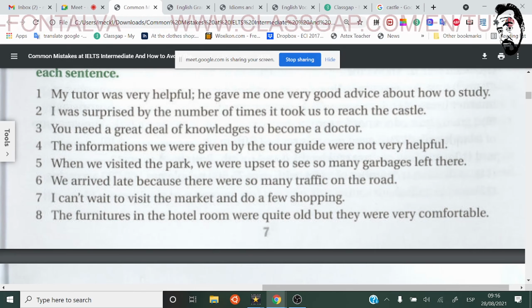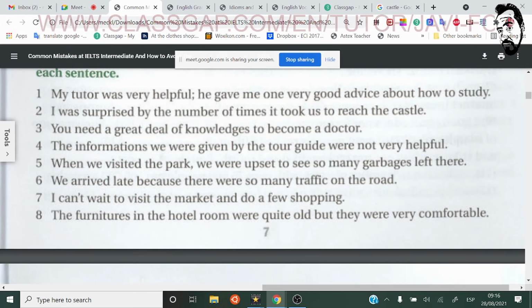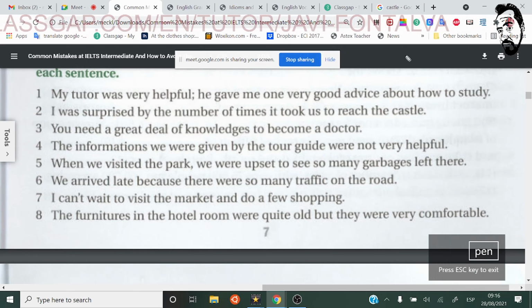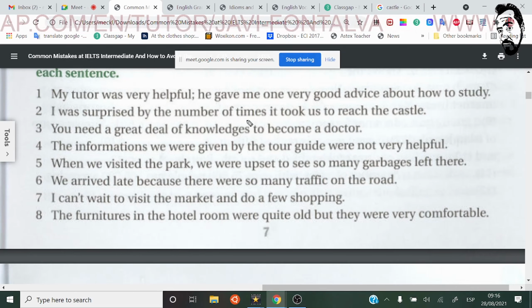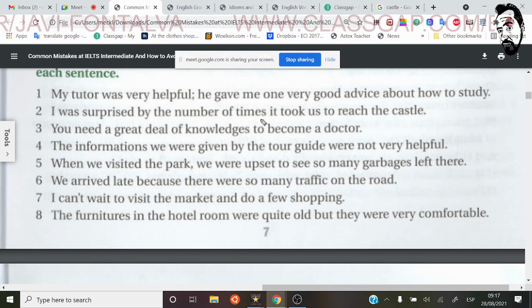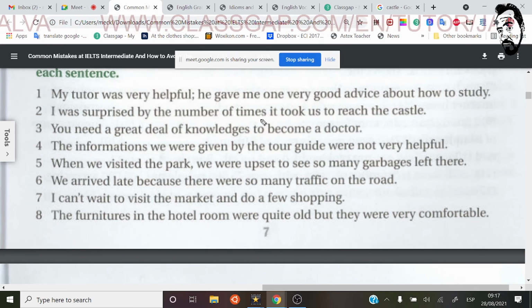Number of times. Exactly. What is the problem? What do I have to change here? So obviously this is incorrect because it finishes with S. Exactly. It finishes with S, and here we talk about second, minute. So it cannot be plural. It has to be singular.